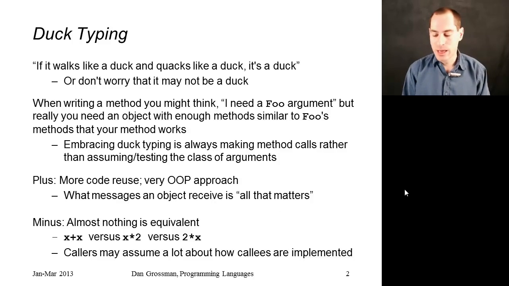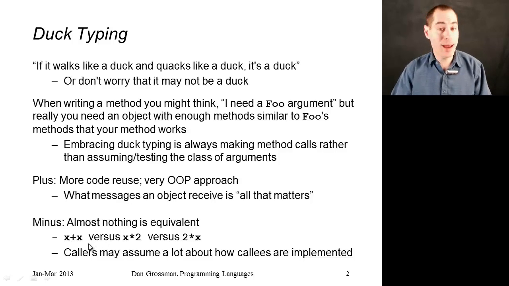Now the minus of this is that it makes almost no code equivalent. It makes it impossible to replace one set of method calls with a different one, because then things that used to look like a duck don't look like a duck anymore. For numbers, x plus x and x times 2 are equivalent in Ruby, but if people are passing in things that are not numbers and that handle x plus x and x times 2 in different ways, then making this sort of change is going to have undefined or confusing behavior. So callers in a duck typing world can end up assuming too much about how a method is implemented, and you end up losing all the abstraction advantages that are so important in programming.